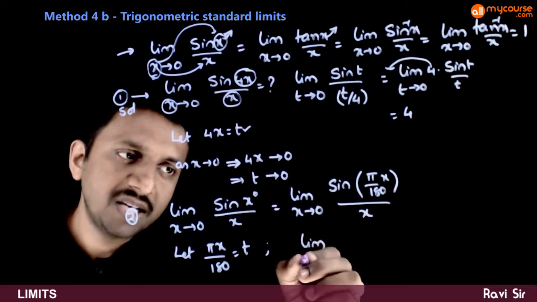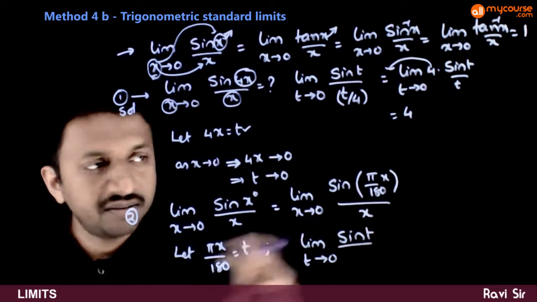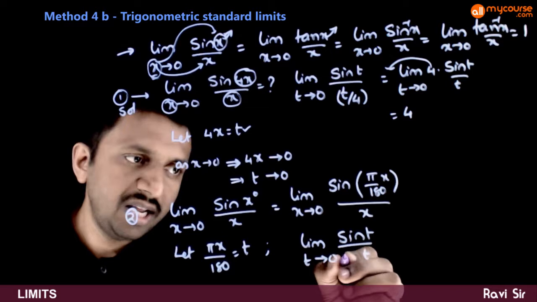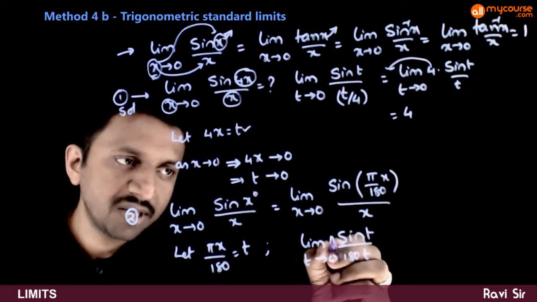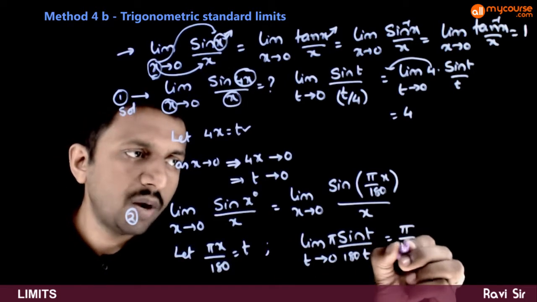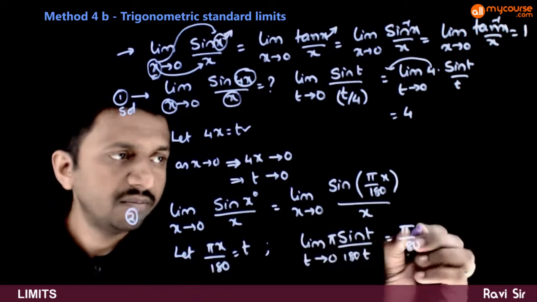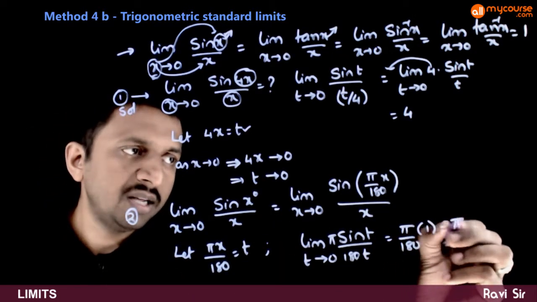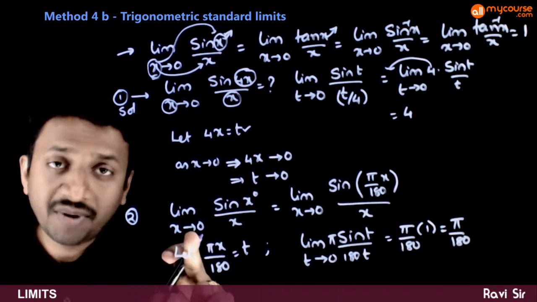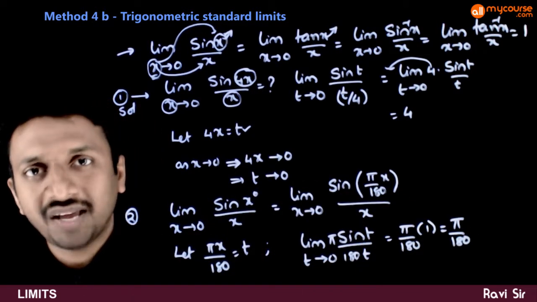So this limit becomes limit t tends to 0, sin t divided by, what is x? x is 180t by pi. So t into 180 by pi goes up. So this pi by 180 is a constant. So pi by 180 times limit t tends to 0 sin t by t is equal to 1. So pi by 180 times 1 is equal to pi by 180. So limit x tends to 0 sin x degrees by x is equal to pi by 180 is the answer.